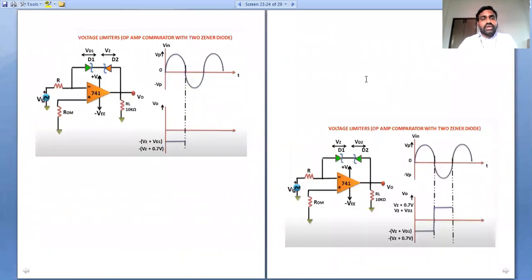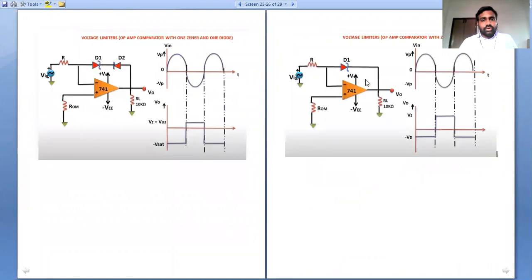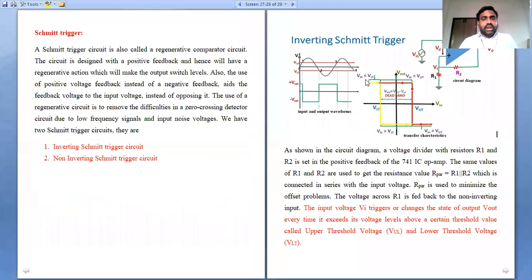Next we analyzed the voltage limiter with various applications, and we limited the voltage swing. Then we went through the introduction of the Schmitt trigger. We analyzed the behavior of the inverting Schmitt trigger with its input configuration, and we also analyzed the behavior of the input voltage with respect to the output voltage at the upper threshold and lower threshold.